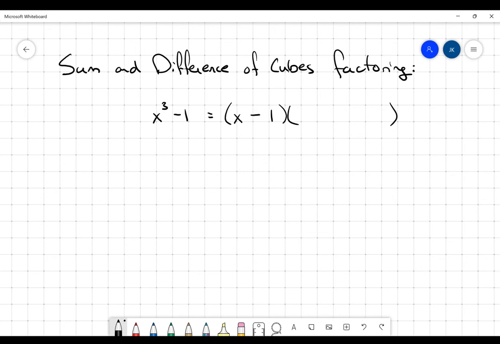So x minus 1. So we just take the cube root of the first term, cube root of the second term. We keep the same operation.